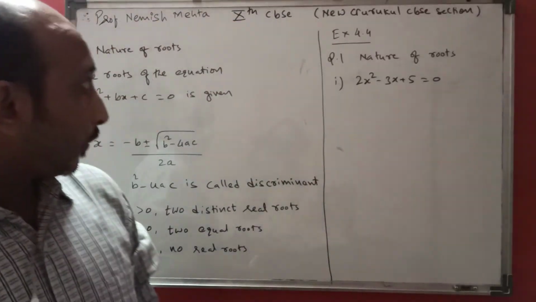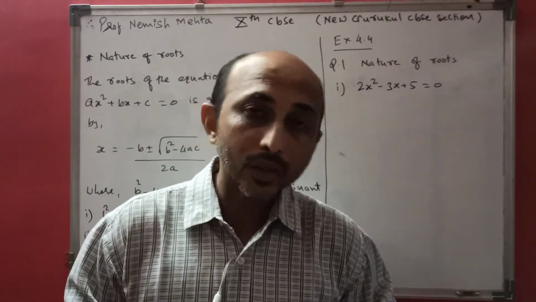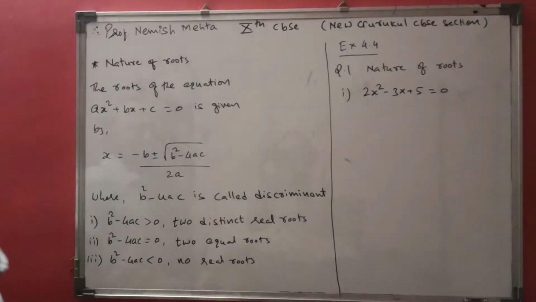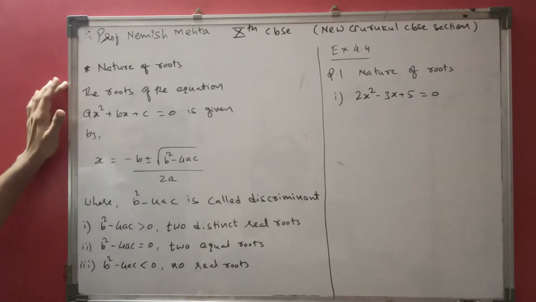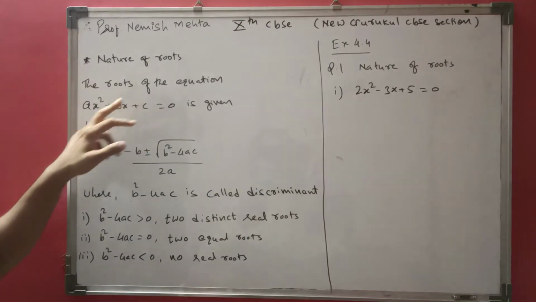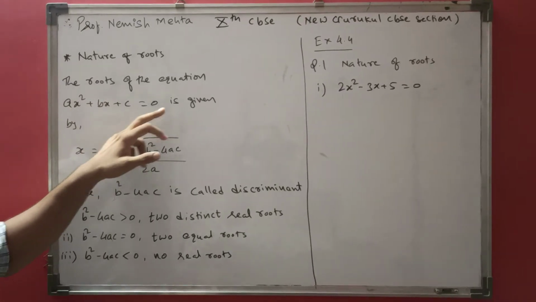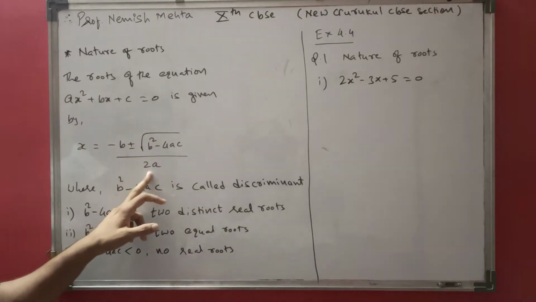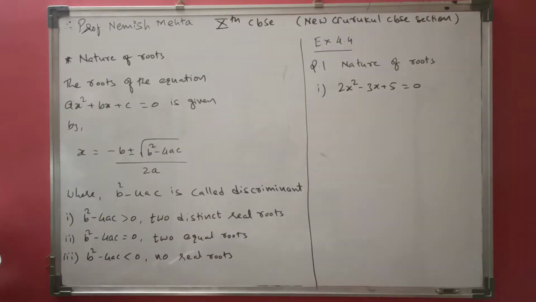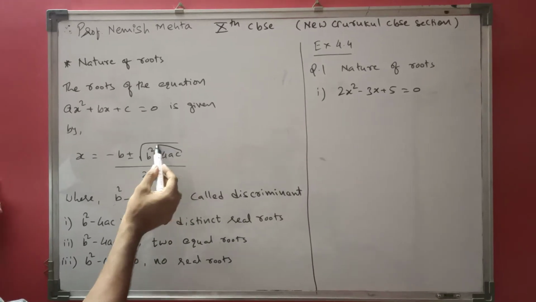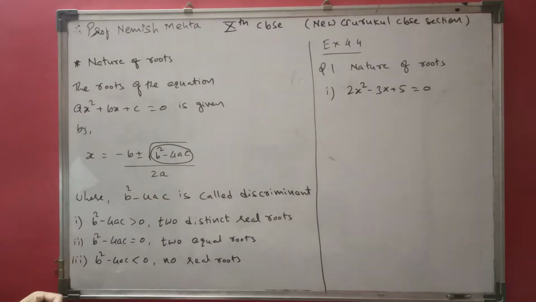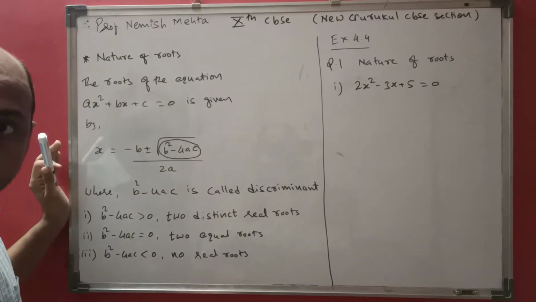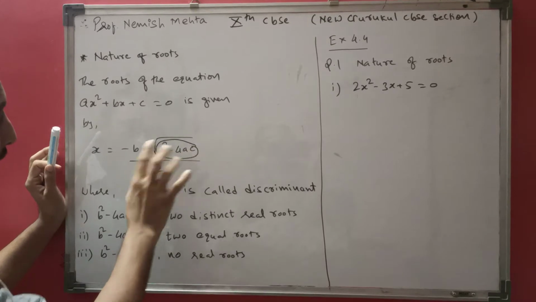Last lecture we have seen the roots of quadratic equation, and now we'll move forward. The next topic is to find out nature of roots. Now, as we have seen, the roots of the equation ax square plus bx plus c equals to 0 is given by x is equal to minus b plus minus root of b square minus 4ac upon 2a. Here, the important thing, this particular part b square minus 4ac is called as discriminant, and this will decide the nature of roots, isn't it? This will decide the nature of roots.